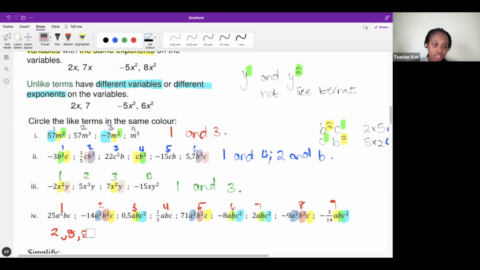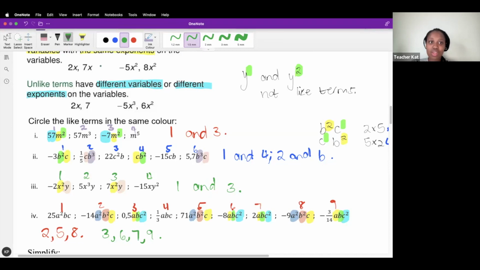Okay, I'm going to write these in different colors now. So our like terms are 2, 5, 8. And then our next group is 3, 6, 7, 9. All right, so what's left? Number 4 and 1, A squared BC. Nothing else has an A squared BC there. And then number 4 is just ABC. So we found all of our like terms, and beautiful.